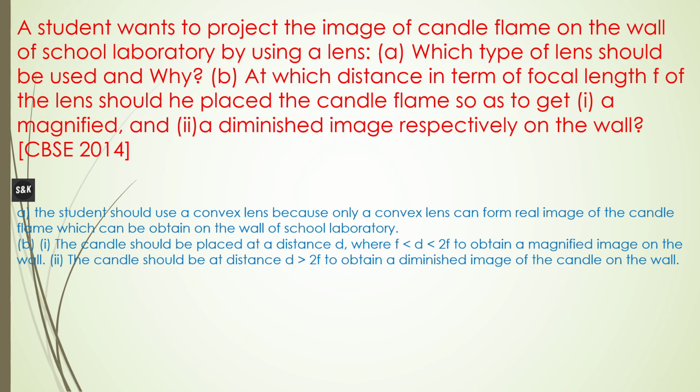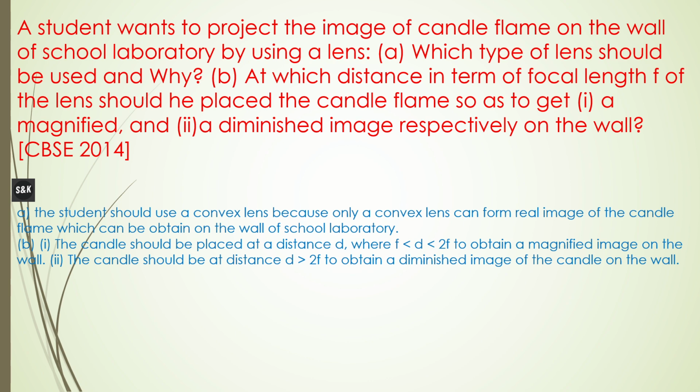A student wants to project the image of a candle flame on the wall of the school laboratory by using a lens. Which type of lens should be used and why? At which distance, in terms of focal length, should the lens be placed from the candle flame so as to get a magnified and a diminished image respectively on the wall?